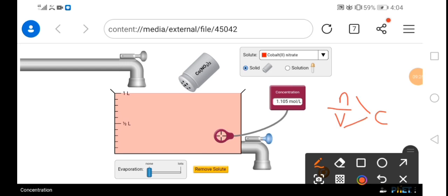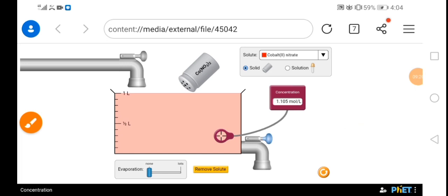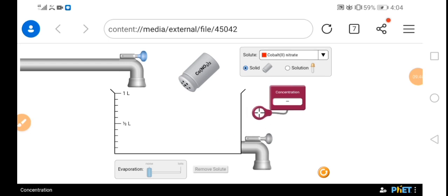I have another important point to explain. I want you to look at this. I am going to remove this substance. Okay. I am again going to add half a liter of distilled water. That is half a liter.